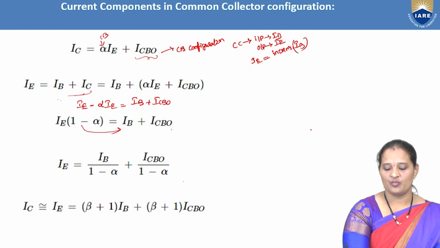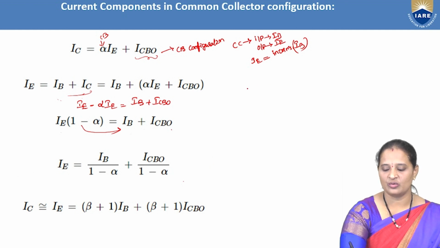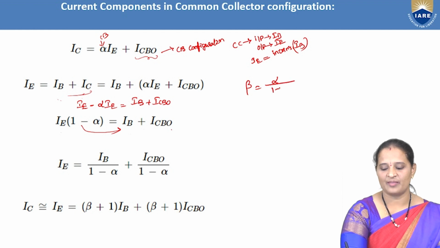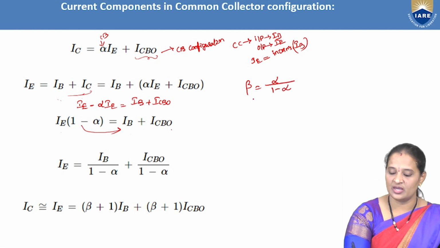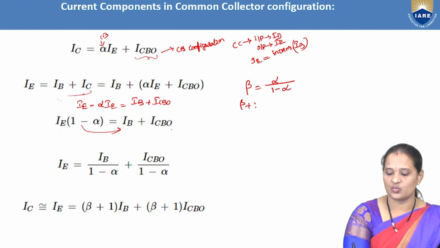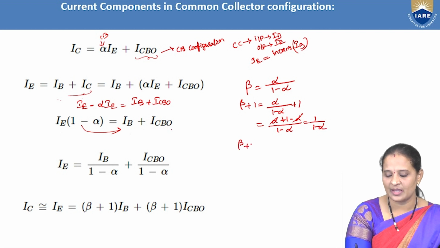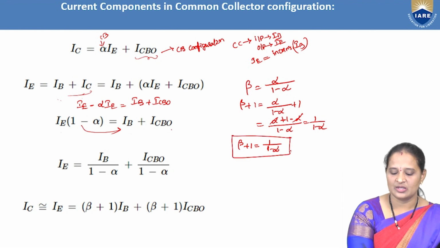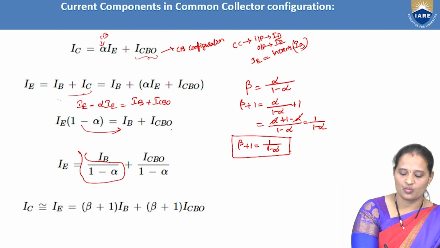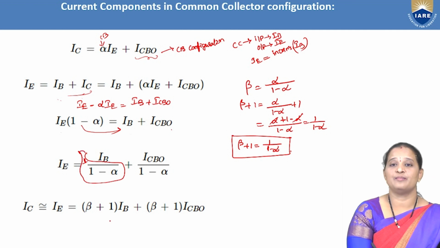Here we all know that beta = alpha/(1 - alpha). If you consider beta + 1, that is alpha/(1 - alpha) + 1. Take the LCM, 1 - alpha, so alpha + 1 - alpha, the alpha gets cancelled, giving 1/(1 - alpha). That means beta + 1 = 1/(1 - alpha). So that is why I am replacing 1/(1 - alpha) by beta + 1.